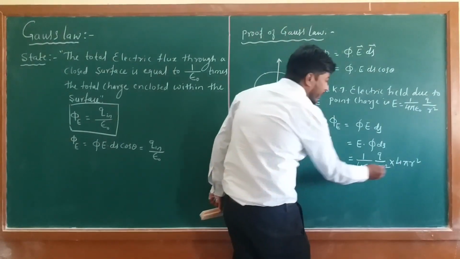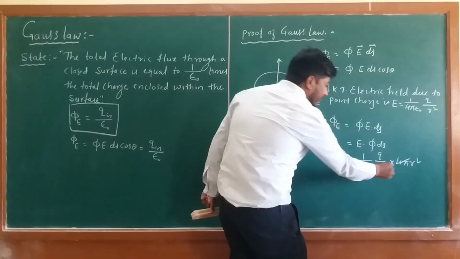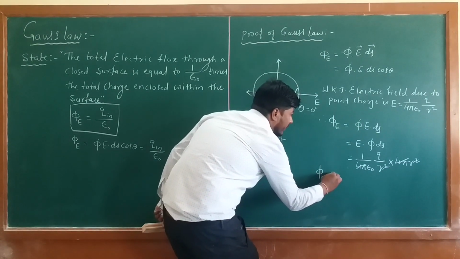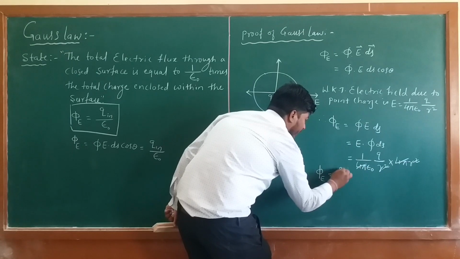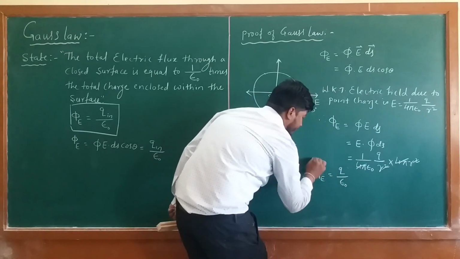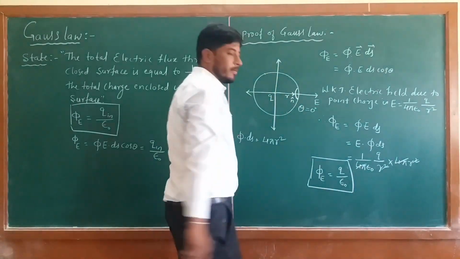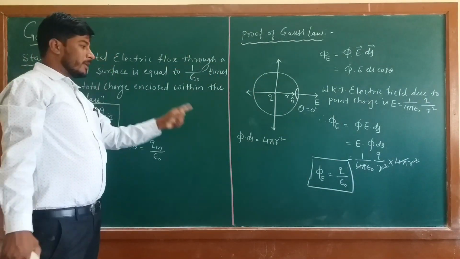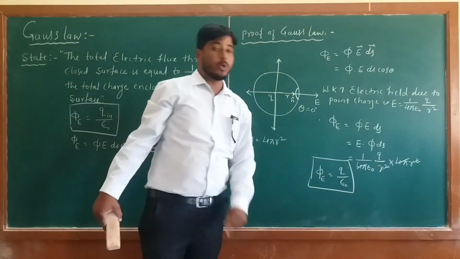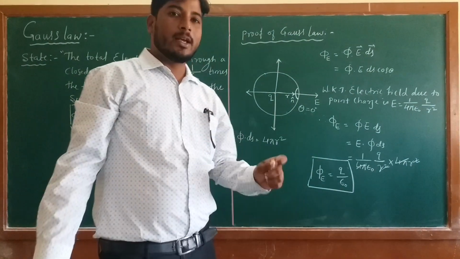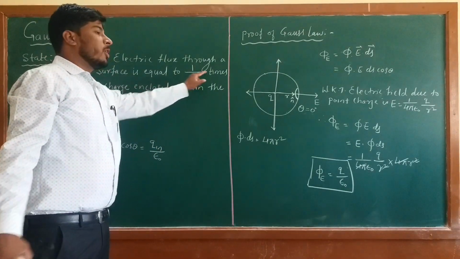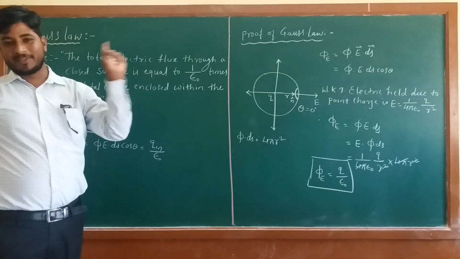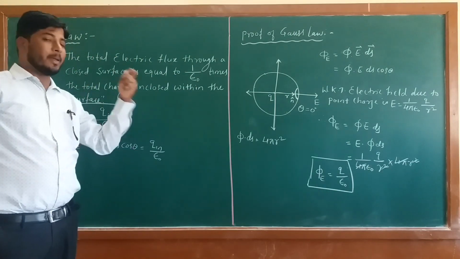So the 4 pi gets cancelled, and the r square cancels. What remains here? Phi of E is equal to Q divided by epsilon naught. This is nothing but the proof of the Gauss law. That is, the total electric flux through any closed surface is equal to 1 by epsilon naught times the total charge enclosed within the surface. Right? So this is very, very important.